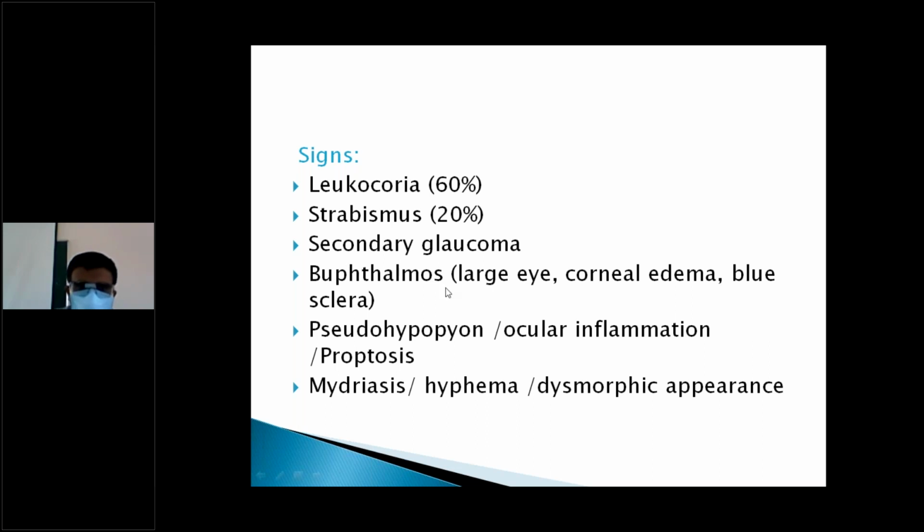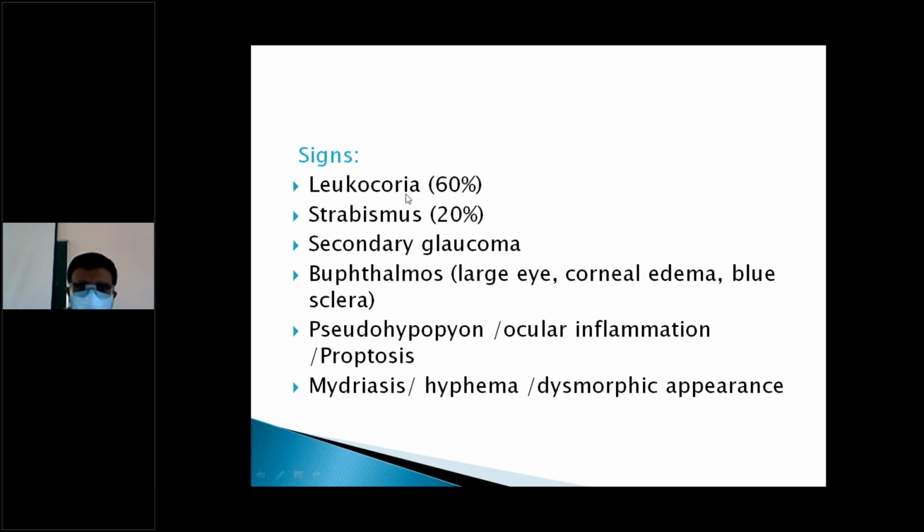Buphthalmos, you know buphthalmos. Congenital glaucoma is buphthalmos. Large cornea, large eye. Due to the rise in intraocular pressure, because the child's sclera is very sensitive to raised intraocular pressure, it thins out and bulges. That is called buphthalmos, or a bullseye-like appearance. Pseudohypopyon: the necrotic cells diffuse and settle in the anterior chamber and appear as pseudohypopyon. Mydriasis, hyphema and dysmorphic appearance. These are the various presentations.